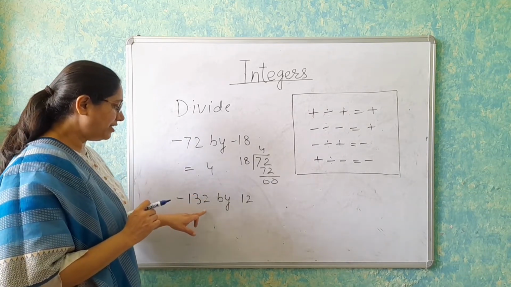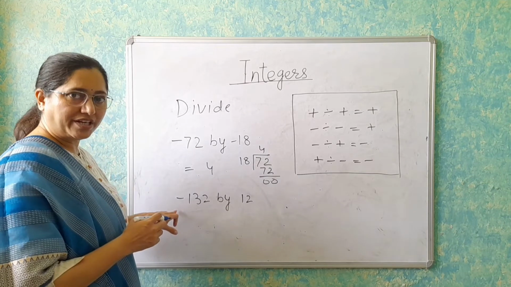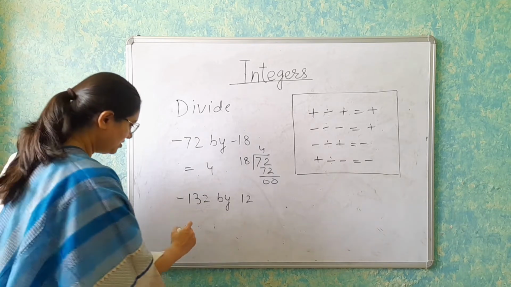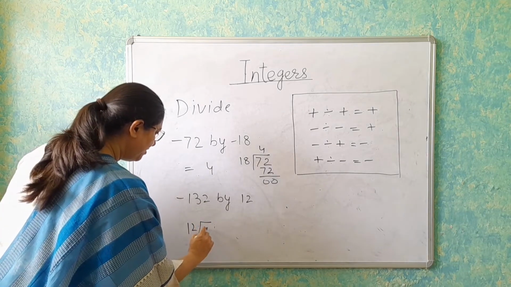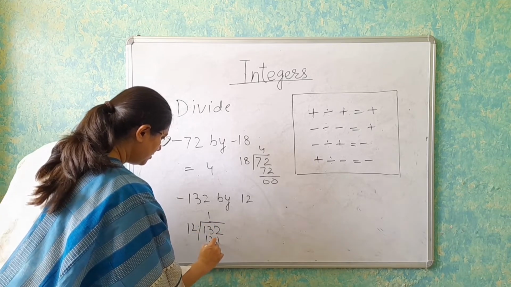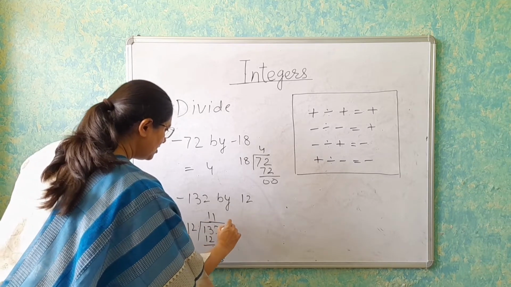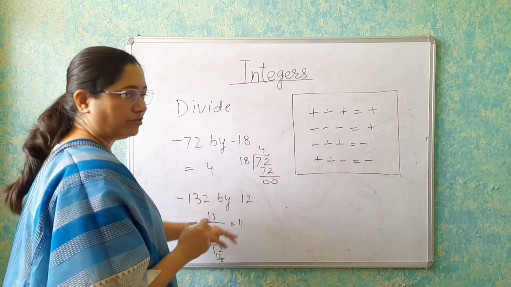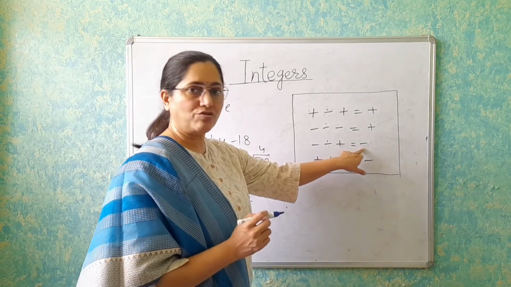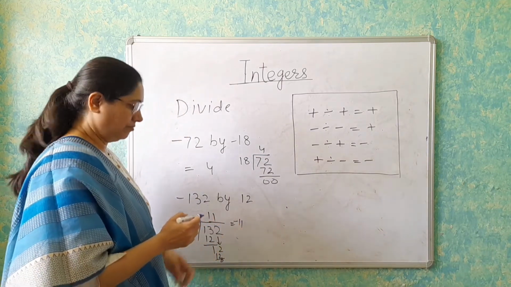Next, minus 132 by 12. Just look at them carefully. 132 is a negative integer and 12 is a positive integer. But first we will divide the numbers. I will divide 132 by 12. 12 ones are 12. 1, 2, again 12 ones are 12. 0. So answer is 11. But what if we divide a negative integer with a positive integer? Answer is always negative. So we have to put a negative sign in our answer.